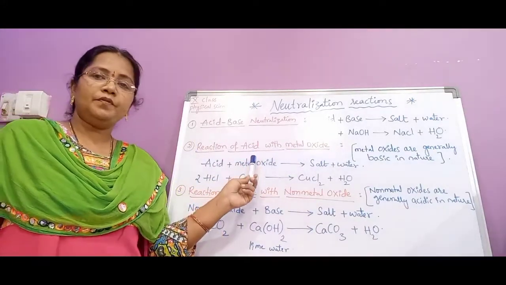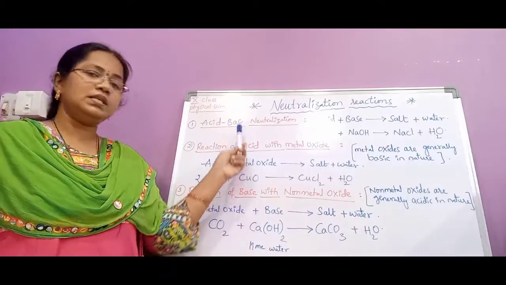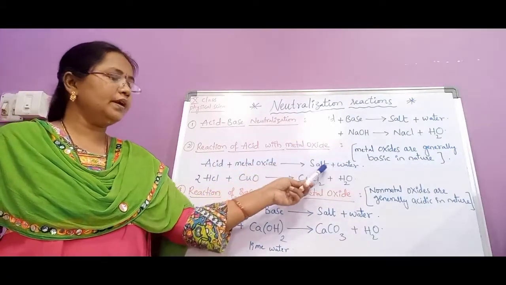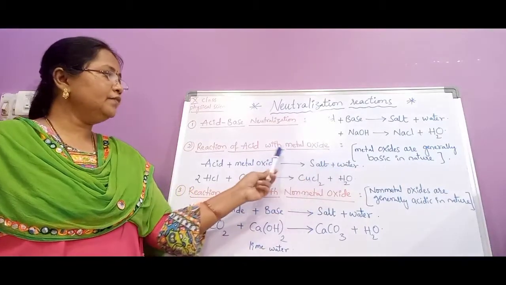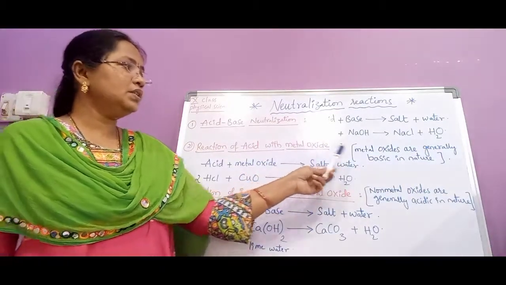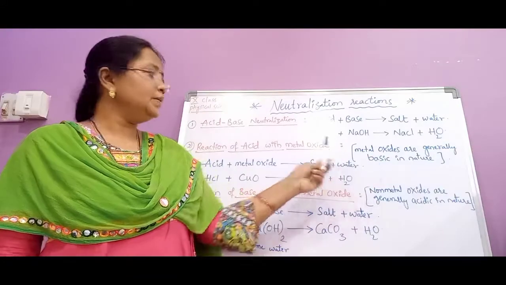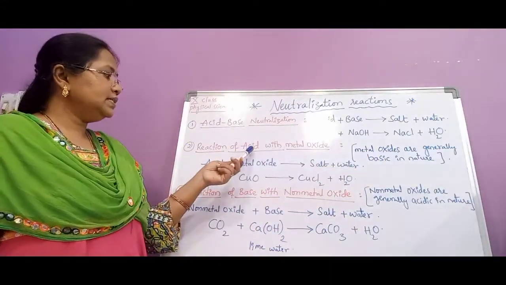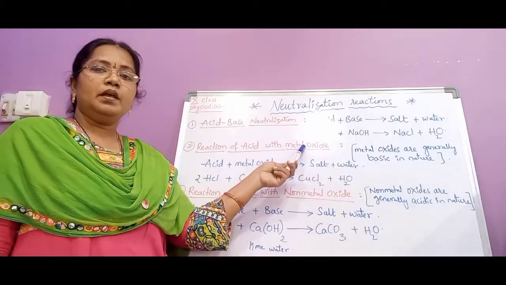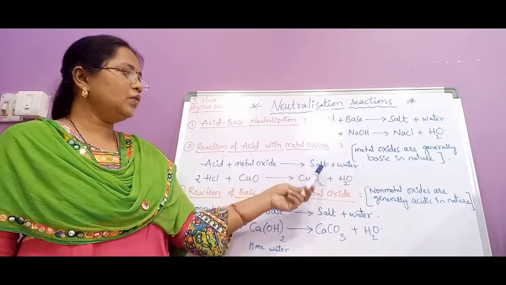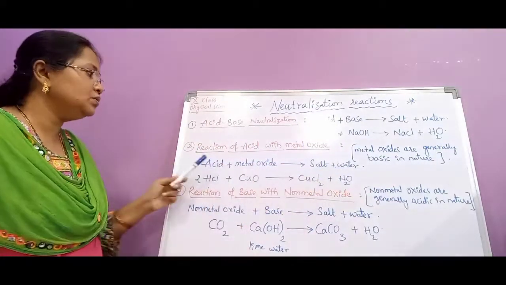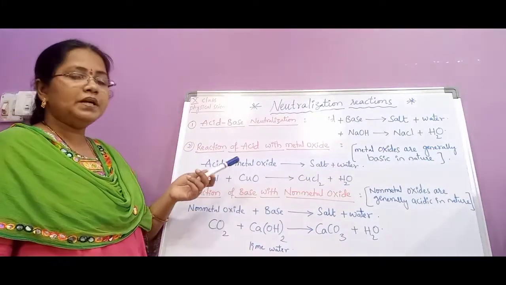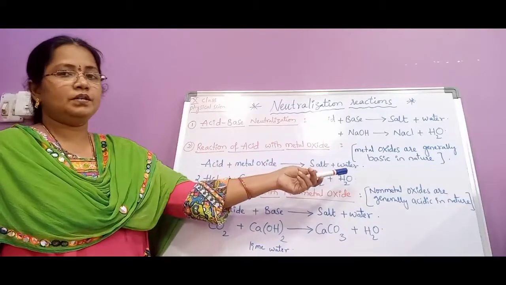This is also said to be a type of neutralization reaction. When an acid reacts with a metal oxide, we also get salt and water. Why are we getting salt and water? Because metal oxides are generally basic in nature. Hence, when an acid reacts with a basic metal oxide, we are going to get salt and water. The generalized reaction can be written as acid plus metal oxide gives rise to salt plus water.